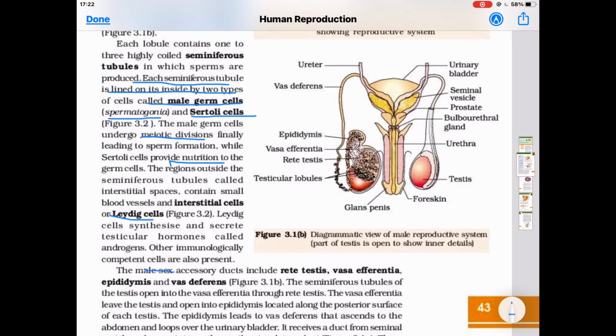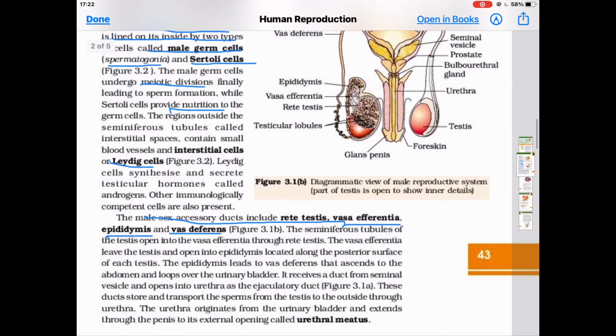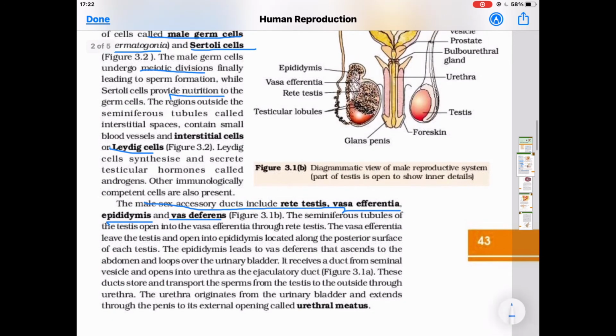The male sex accessory ducts include rete testis, vasa efferentia, epididymis, and vas deferens. The seminiferous tubules of the testis open into the vasa efferentia through rete testis.